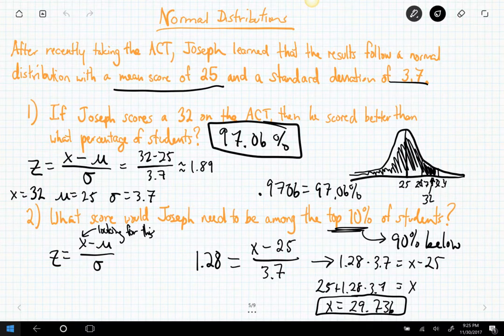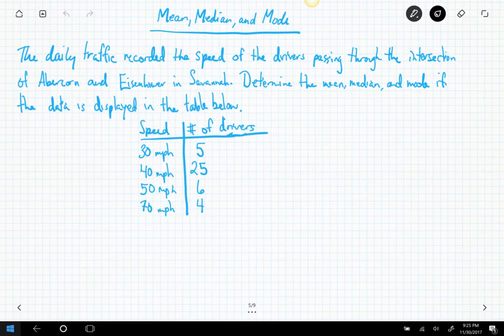Okay, with no other questions, keep on trucking along here. So now let's look at mean, median, and mode. We have the daily traffic recorded, the speed of the drivers passing through the intersection of Abercorn and Eisenhower in Savannah. Determine the mean, median, and mode if the data is displayed in the table below. The easiest of all these.